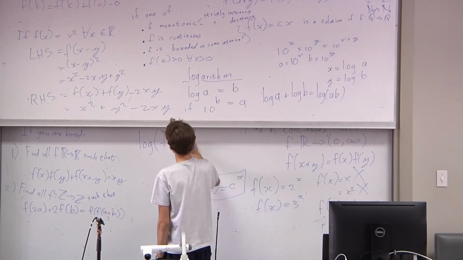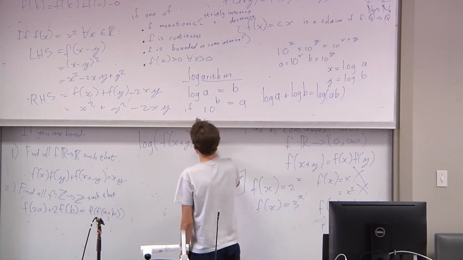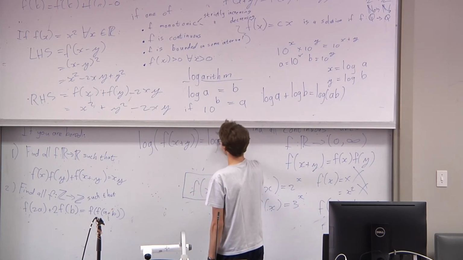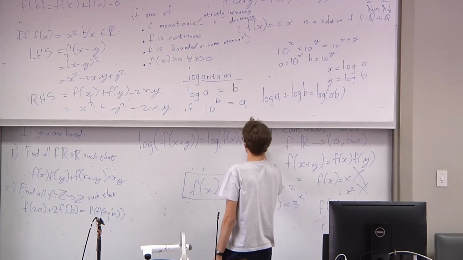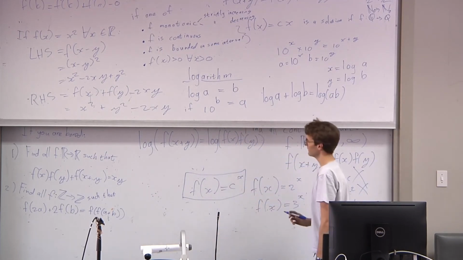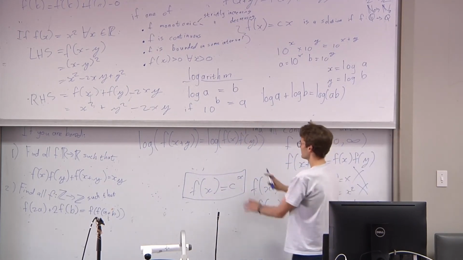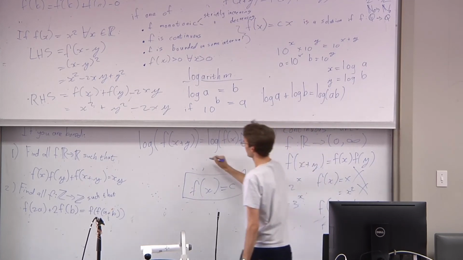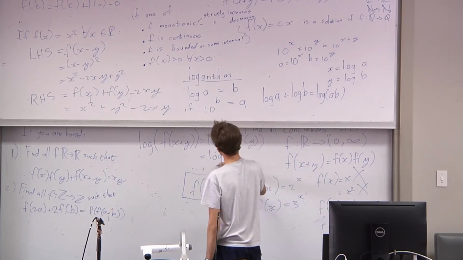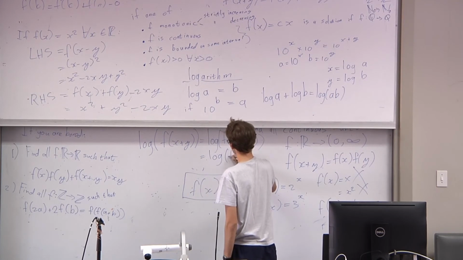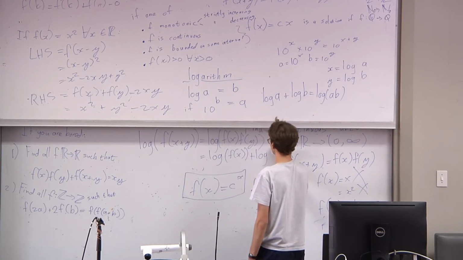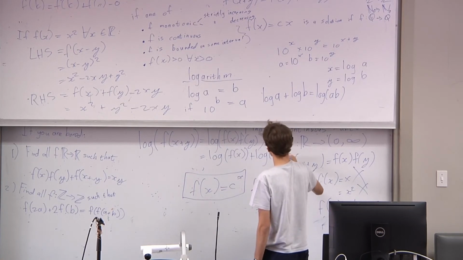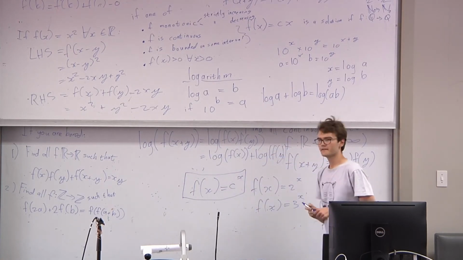So log of f of x plus y is equal to the log of f of x times f of y. Okay? And here you can separate the terms. You get the logarithm of f of x plus the logarithm of f of y. Okay?